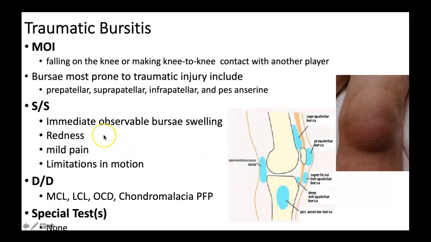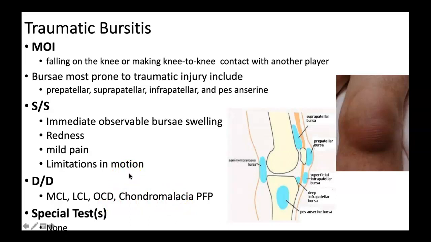Signs and symptoms wise, what you'll see if the bursa truly does get inflamed is immediate observable swelling in the area of the bursa. You'll see some redness essentially, and that's most often the result of contact. The contact causes the redness, but it certainly could be as a result of the skin stretching as well. They're going to report mild pain that increases when you flex the knee. Just think, if I have a swollen knee, when I flex it, it's going to stretch that knee and cause more pain. And then you're going to see limitations in motion, in particular in knee flexion, because you're stretching that tissue.